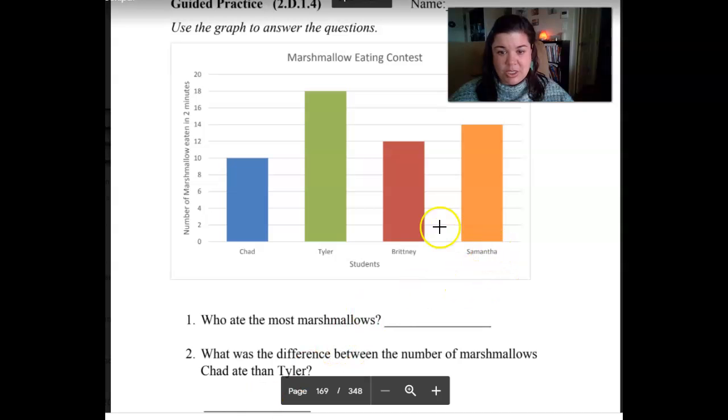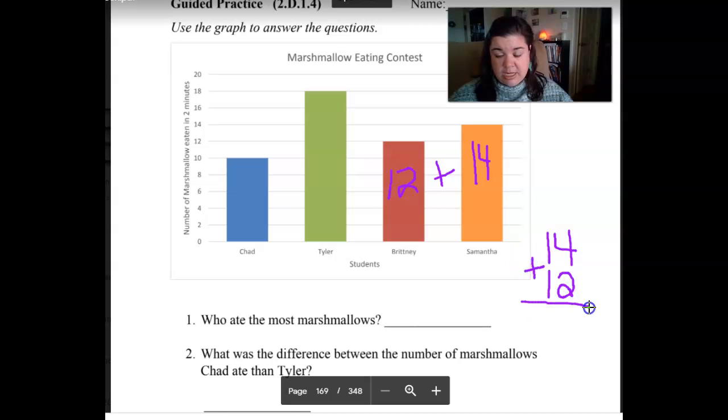Okay, let's work on this. So we know that Brittany had 12 and Samantha had 14, right? So if they want to know how many they had together, we need to add these two. So we have 14, 12, and we're going to add.